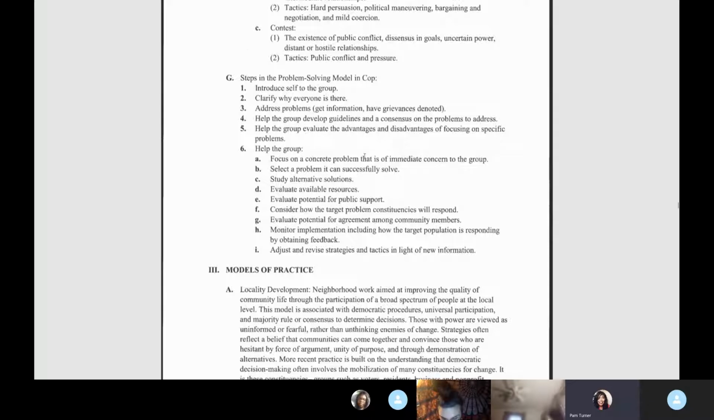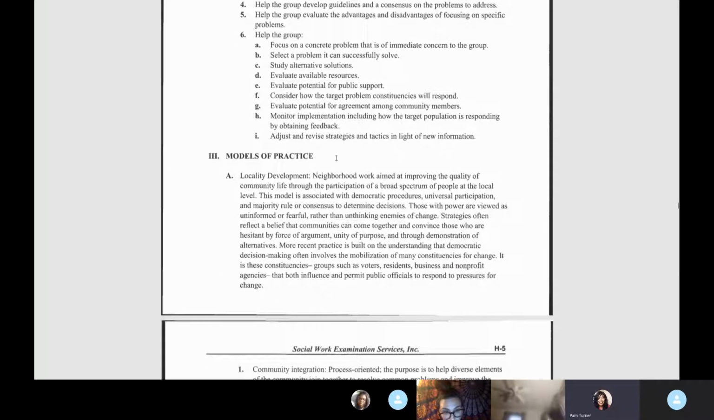So focus on the concrete problem, select a problem, and then we're going to look for alternative solutions, evaluate potential for public support, evaluate, monitor, and of course revise. Like every other program, we evaluate, monitor, and if we need to change it, we go back. That's how we do in all areas of social work, so community wouldn't be any different from that one.